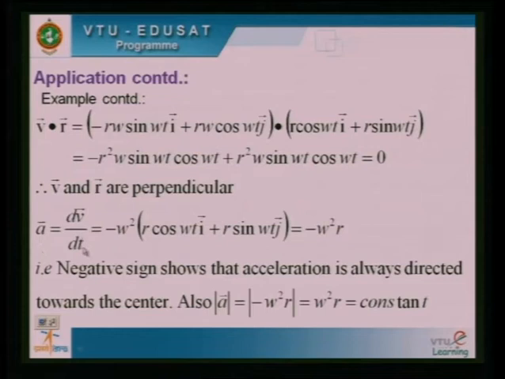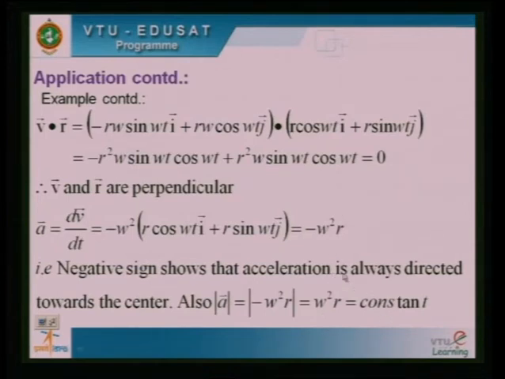And we know that a is equal to dv by dt, acceleration. So a is equal to minus omega square r. What does this indicate? The minus sign, the negative sign, shows that acceleration is always directed towards the center. Is it clear? Also, the modulus of a, you can take the modulus of omega square r, is equal to omega square r, and it is a constant. Is it clear?